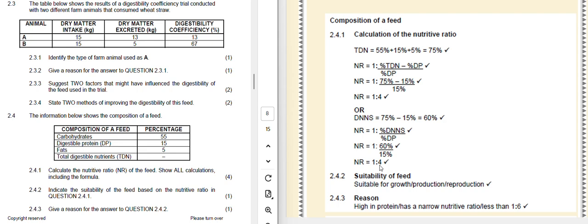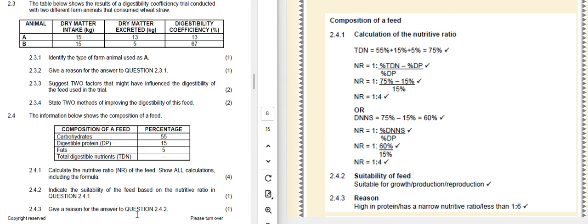And we know a narrow nutritive ratio indicates that the feed is high in protein or is rich in proteins, and proteins are necessary for growth, reproduction, and production. That means this feed is suitable for growth. It's suitable for growth, production, and reproduction.